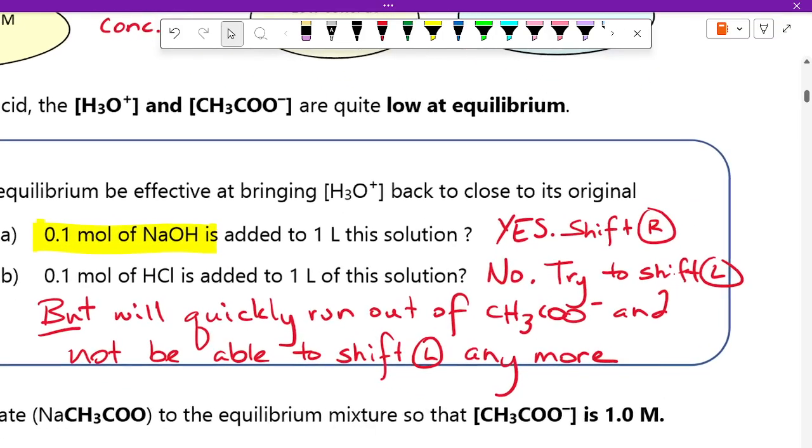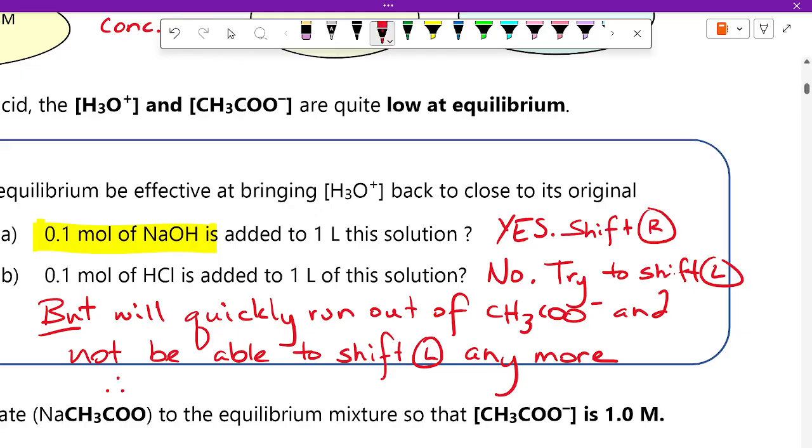Okay, so it's going to try to shift left, but you're going to quickly run out of acetate and it will not be able to shift left anymore, and therefore the H plus concentration will remain high.